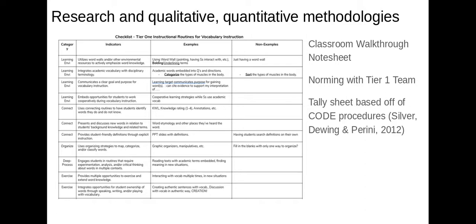So you can see we had examples of different categories or different indicators of our training, but we also had to have some non-examples. For example, just having a word wall up in the room wasn't quite what we were looking for to show a positive learning environment for vocabulary instruction, but actually using the word wall was something we were looking for. And we had to norm that with the whole team. So we had a relevant and useful, effective tool for seeing if what we saw in the classroom was following up with what our professional development was aiming for teachers to be able to do.